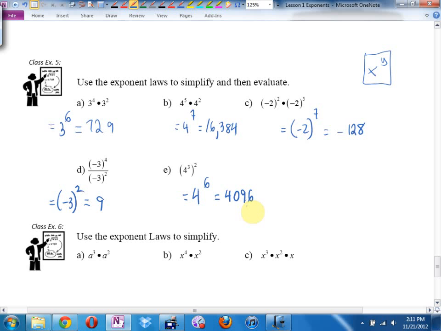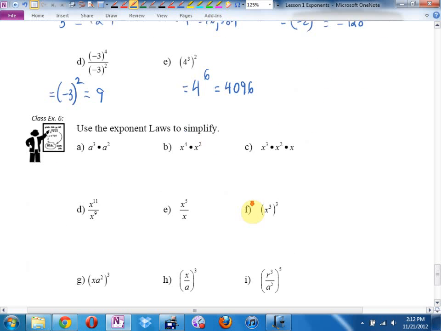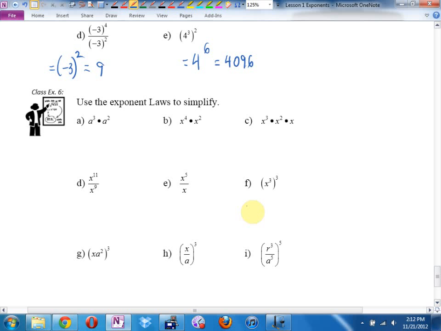And Mr. Dewick, will they give us stuff like that on the non-calculator section of the provincial? No. You know what they'll give you on the non-calculator section? Variables. Because they're easier to do math with. They're trickier to do algebra with, but they're easier to do math with.